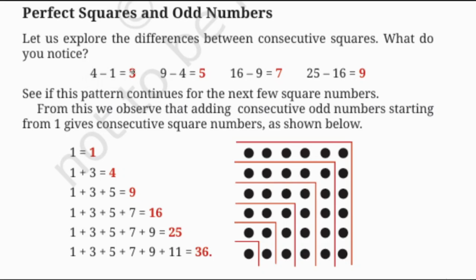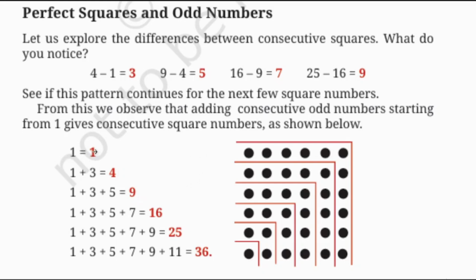If we find the difference, we can see it is 3. If we find the difference of the second and third square number, it's 5. Third and fourth square number, it is 7. Fourth and fifth square number, it is 9. It means what we are getting? We are getting consecutive odd numbers. So what can we say? We can say if we add consecutive odd numbers, we will get a perfect square number.